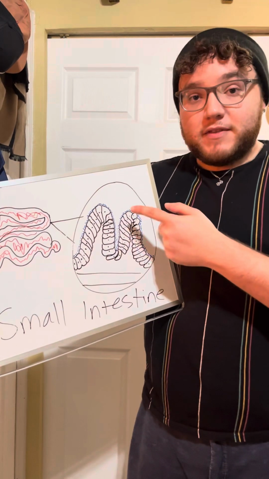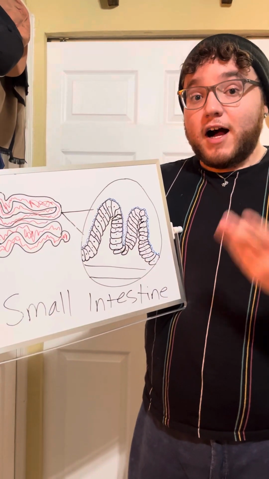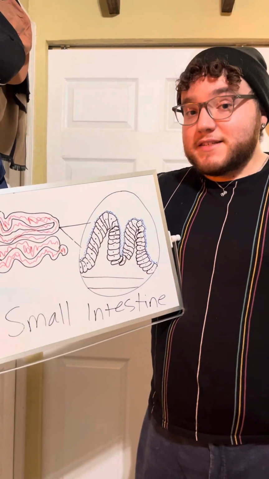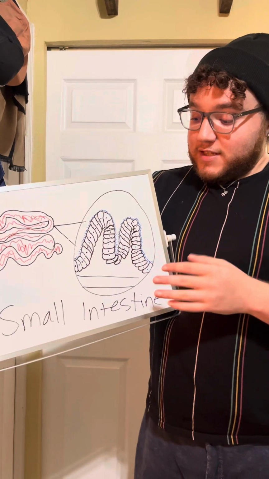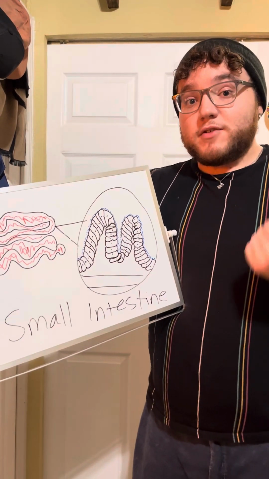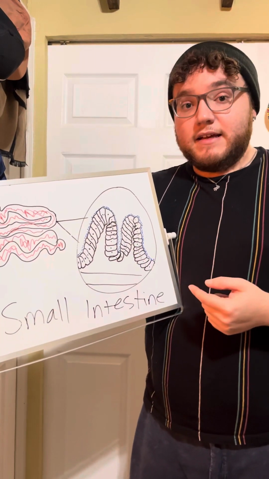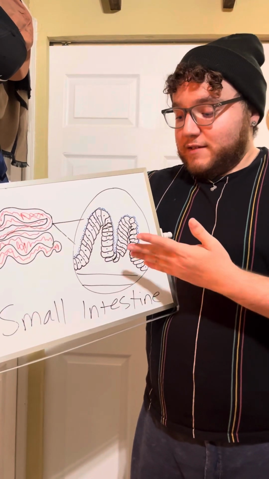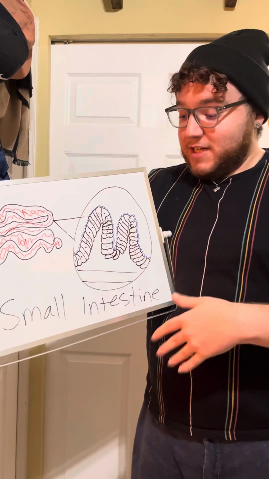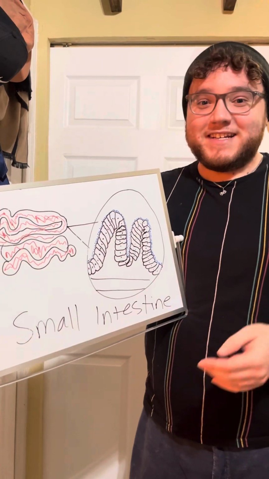The other thing about these is that they contain goblet cells, which assist with the secretion of mucus, and the secretion of mucus helps protect it from the digestive acid liquids that exist in the small intestine.